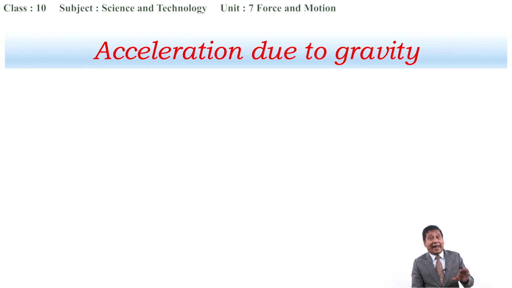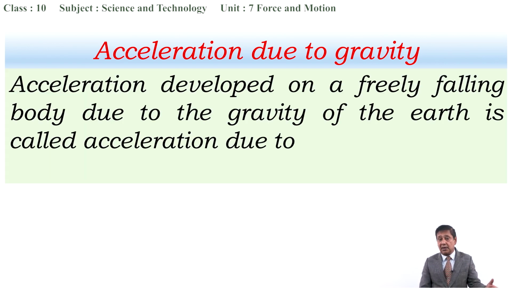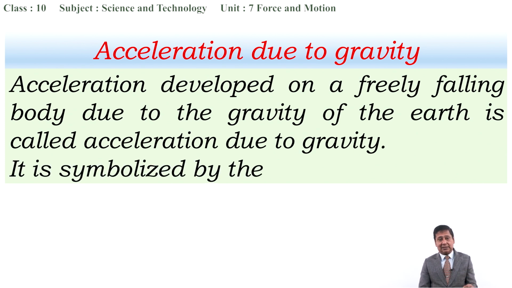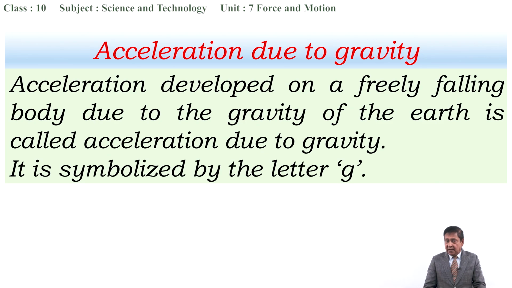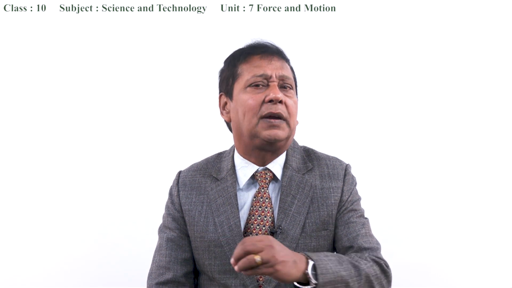Now next, acceleration due to gravity. What is it? This is just the acceleration, but due to the gravity force. Acceleration developed on a freely falling body due to the gravity of the earth is called acceleration due to gravity, and it is symbolized by small g. Now looking at these symbols, you have to be clear. Capital G, gravitational constant; small g, acceleration due to gravity. Okay. Now we are going to differentiate capital G and small g with different differences.